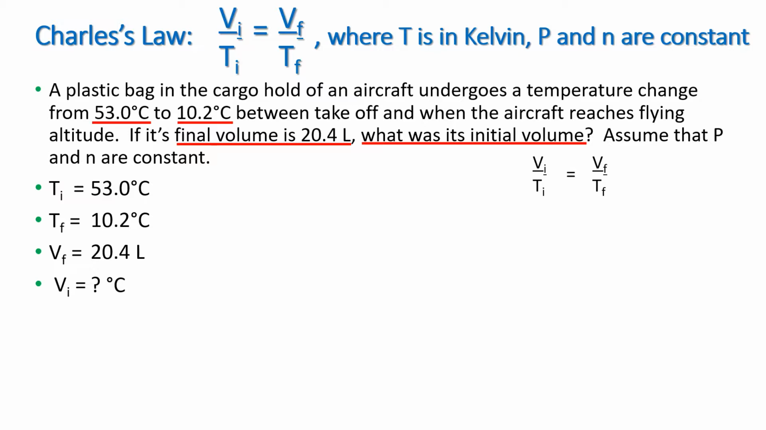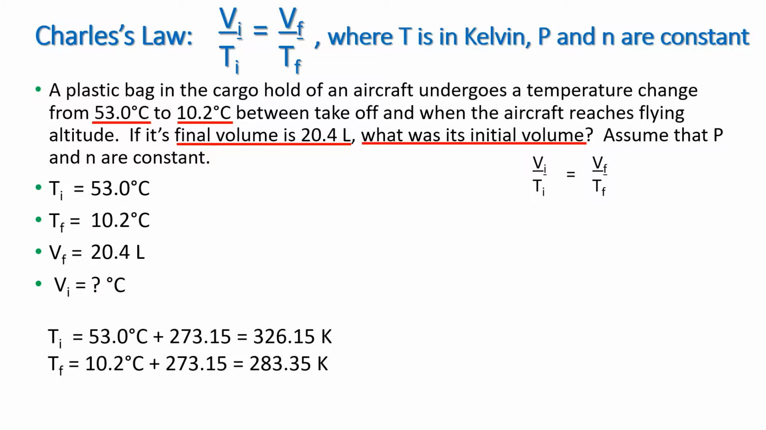Now, before we plug in our numbers into our formula, we have to convert the temperatures into kelvins. And the good news is that converting from Celsius to Kelvin is really easy. All you have to do is add 273.15 to your Celsius measurement, and you now have kelvins. So let's do that now. So here we've converted our initial and our final temperatures into Kelvin, and these are going to be the values that we use to plug into our formula.